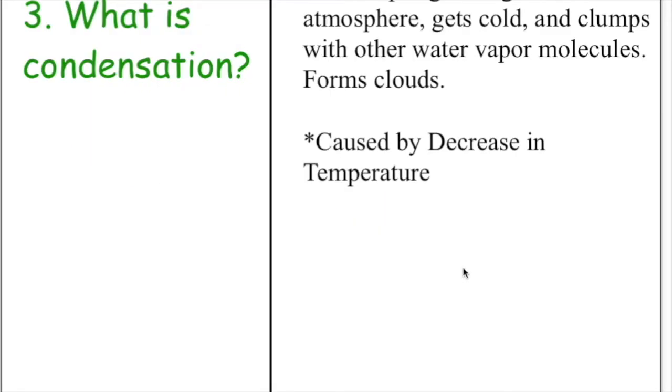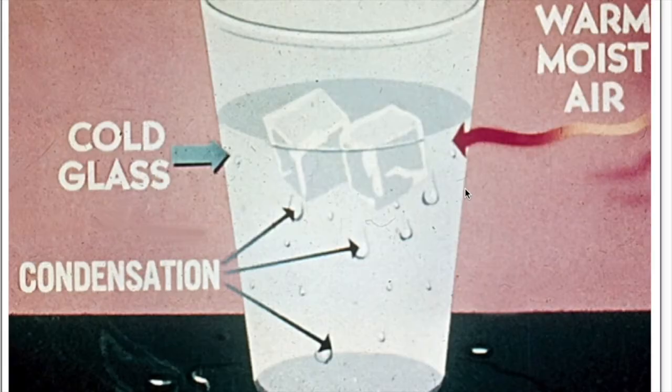Number 3 is condensation. And we already know what condensation is. It's when things start to cool down. It's caused by a decrease in temperature. Water vapor goes high up in the atmosphere, and we know that as you get higher in altitude, things get colder and they clump together with other water vapor molecules and they form clouds. We already know this. So for a picture, here we have the cold water inside and the air is warm.